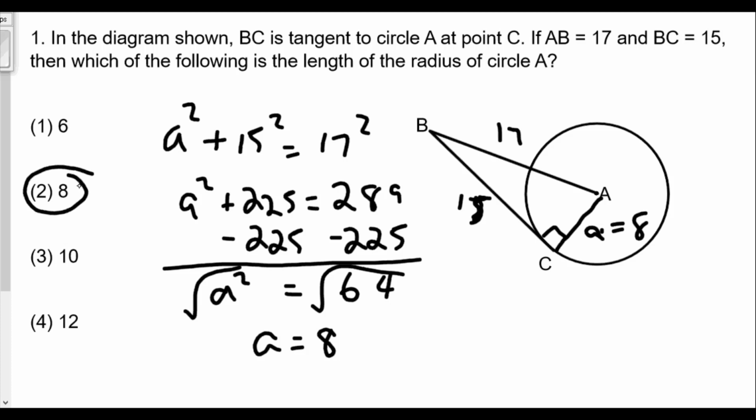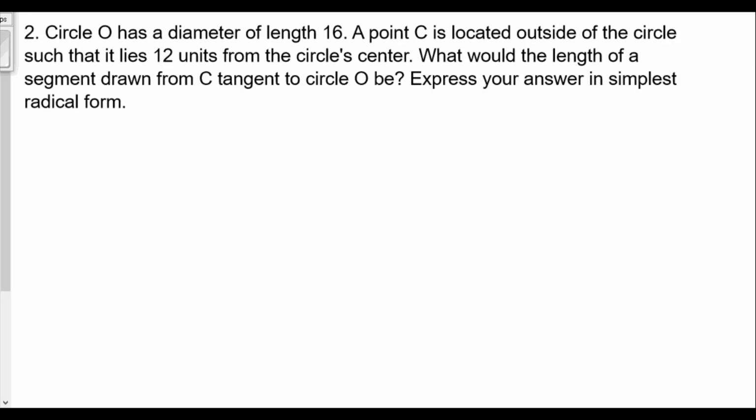That's choice 2. So we are using the concept that a tangent line is perpendicular to the radius that intersects at that point of tangency, this being the case point C. Let's move on to question number 2.